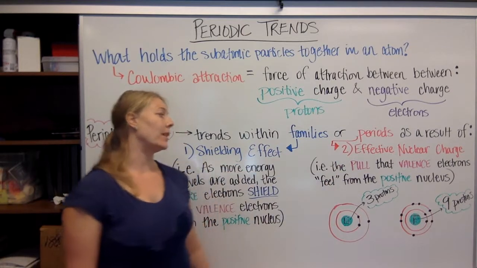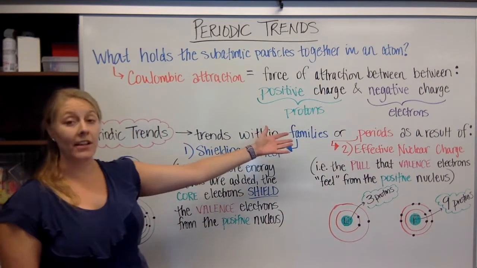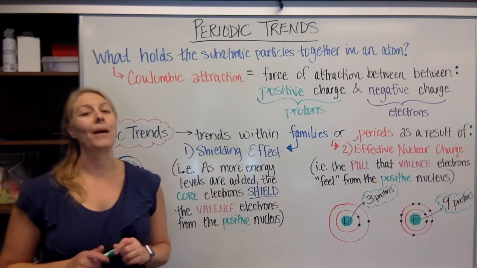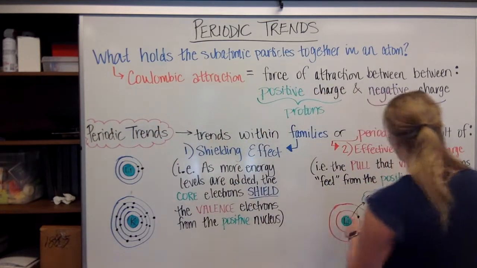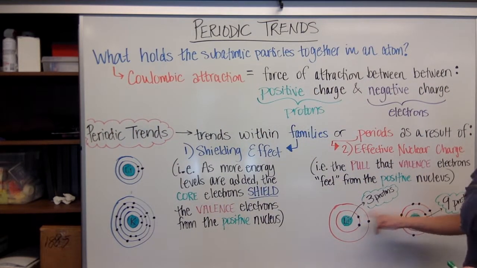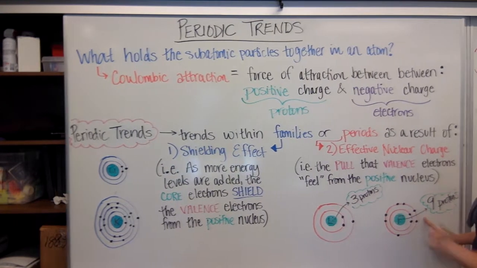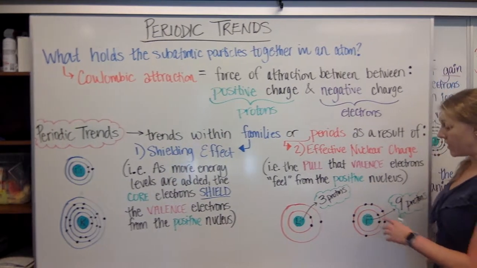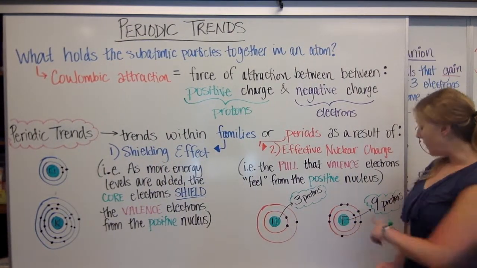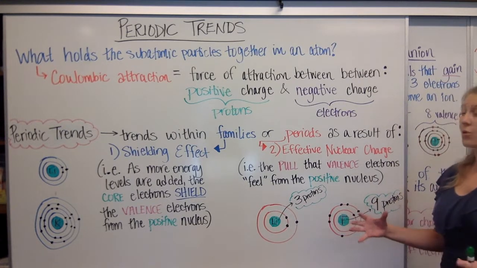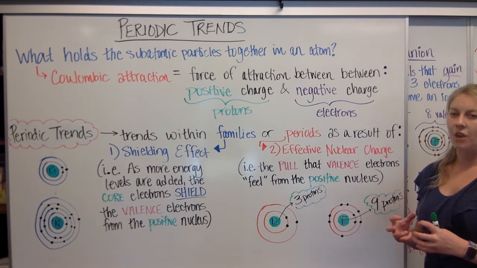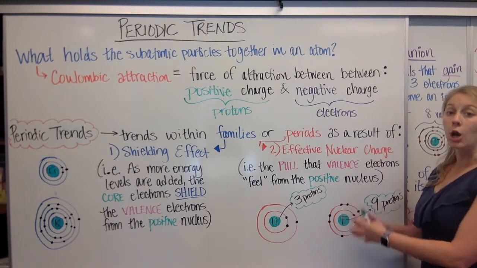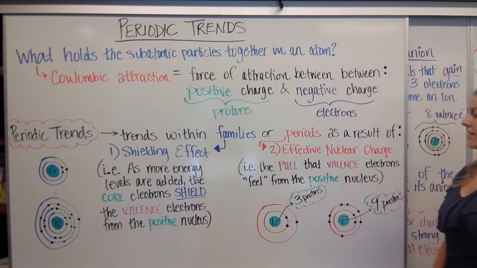We also see the effective nuclear charge. This is within periods generally, and this is the pull that the valence electrons feel from the positive nucleus. Okay, so we know that the nucleus is positive. Here lithium has 3 protons, whereas fluorine has 9 protons. 9 protons is a lot more, and so these have the same number of energy levels, but the 9 protons on fluorine are going to pull those valence electrons in stronger. Remember, protons are large, massive particles compared to electrons. So these large, massive particles pull those electrons in tighter.